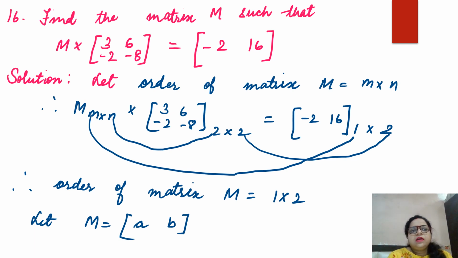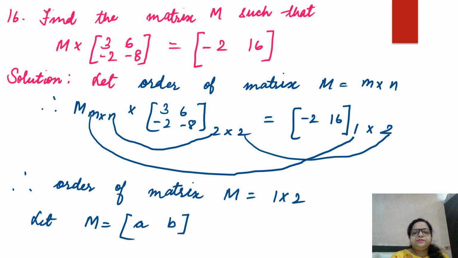Now, children, coming to the 16th question: find the matrix M such that M into [3, 6; -2, -8] is equal to [-2, 16]. Let the order of matrix M be m by n. If m by n is the order of the matrix and 2 by 2 is the order of the second matrix, the resultant matrix order will be 1 by 2.